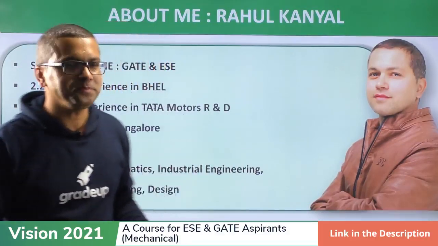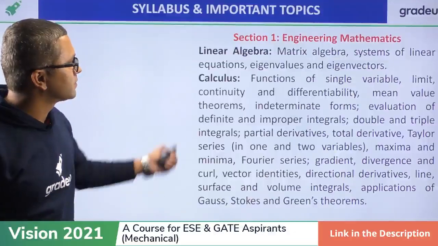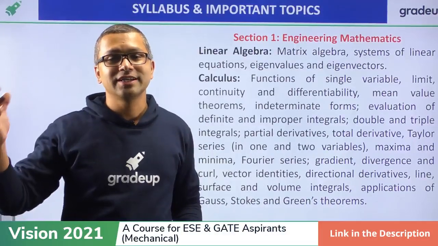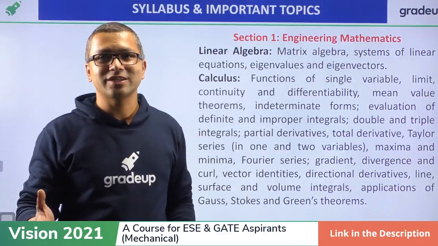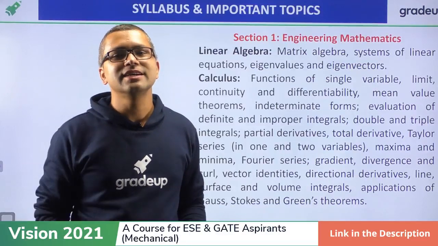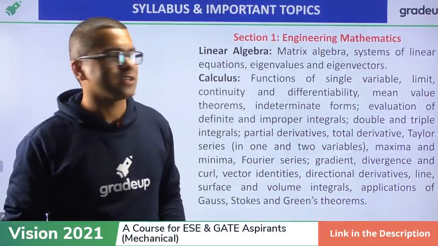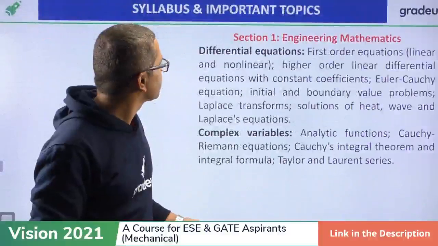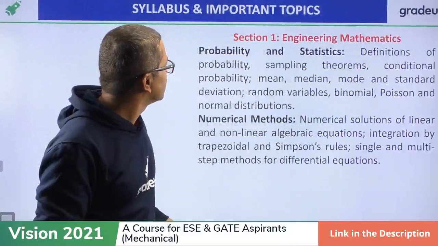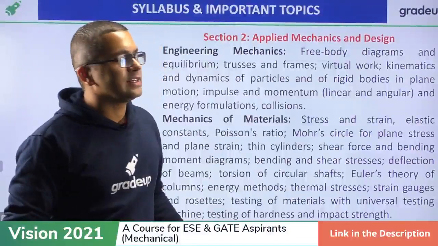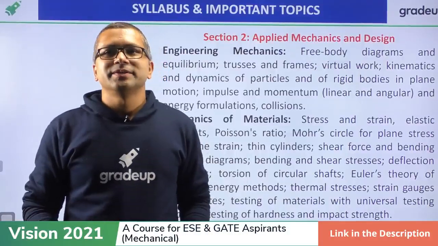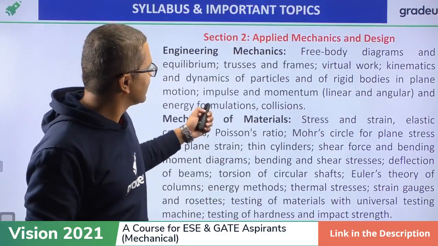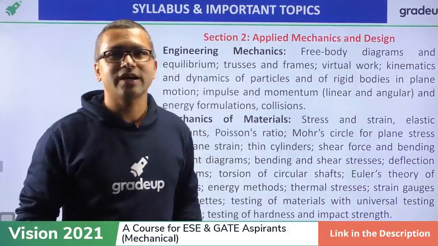Sorry for that. So section 1 is engineering mathematics, and this is one of the most important subjects in GATE and ESE and other exams like ISRO as well. It consists of linear algebra, calculus, differential equations, probability, and complex variables. Then we have applied mechanics and design, which is the second section.